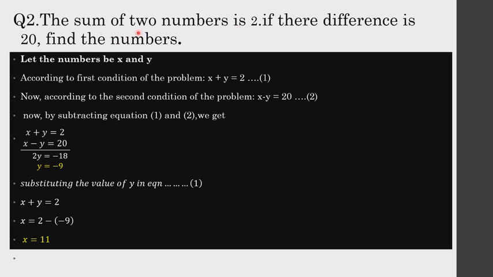So we need to add two numbers which is going to give us 2. So we'll take x and y. Now one of the numbers is x and the other number is y. We know that the sum of these two is 2. That means we can write x plus y is equal to 2. Now the difference is 20, that means the sum is 2 but the difference of these two numbers is 20. That means x minus y should give us 20.